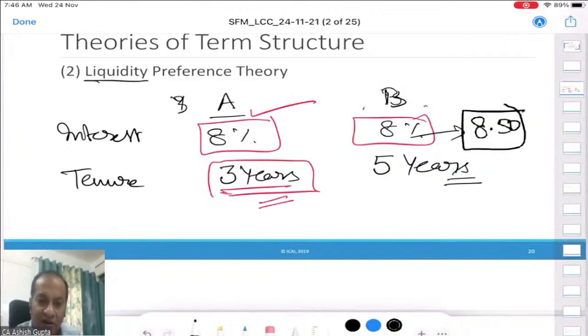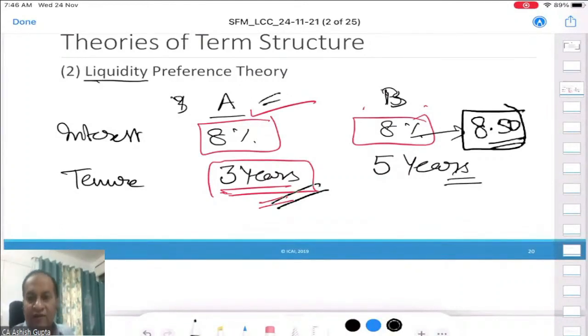Now here, if I ask the same question to you, which bond you will prefer? Now here you will have to think, because I have seen many students have replied quickly 8A. But when I give this situation, here you will have to apply your mind, because now it will depend upon your preference. If you want liquidity, say after 3 years, then you may go for this option.